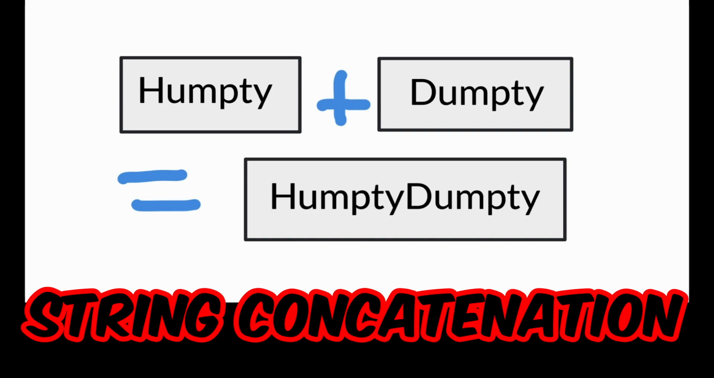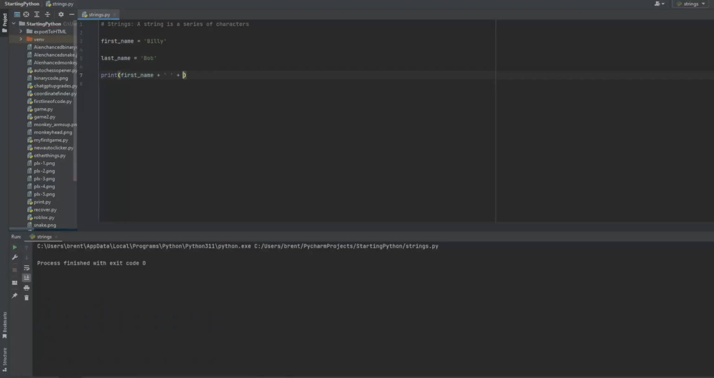To combine strings, you can use the plus operator, which is called string concatenation. You can also use that to add a space in between a name.